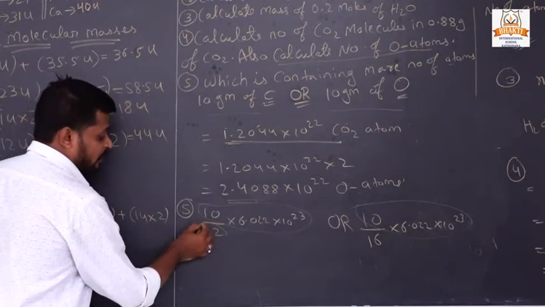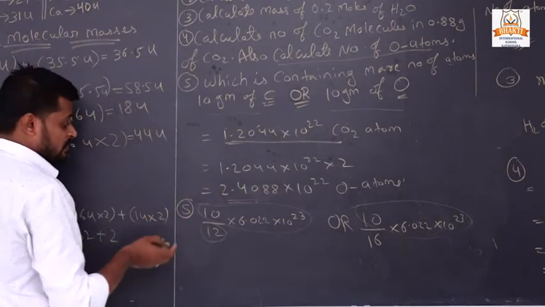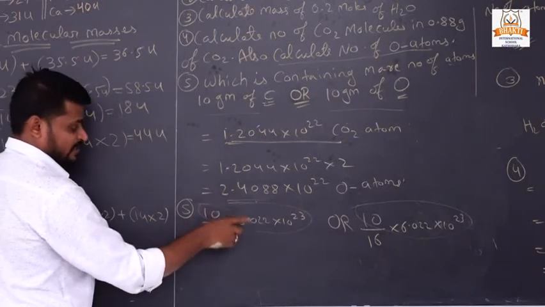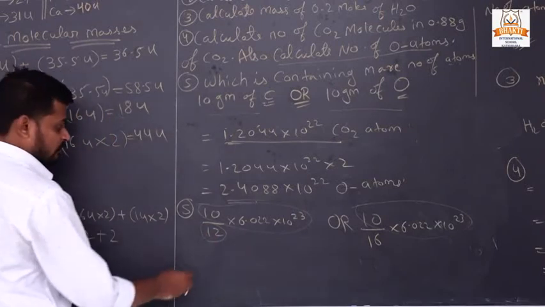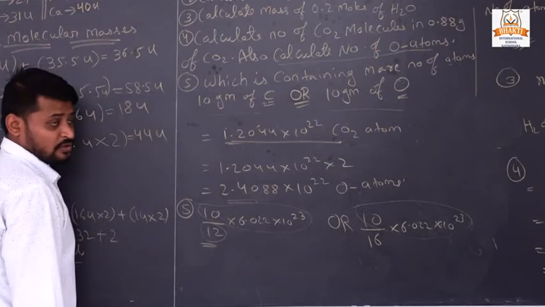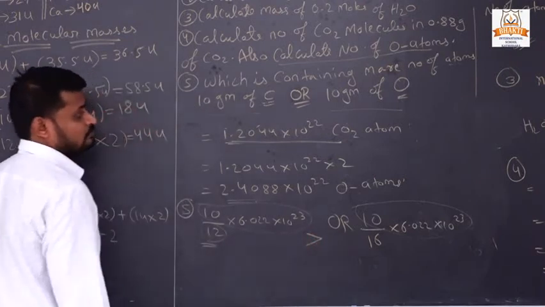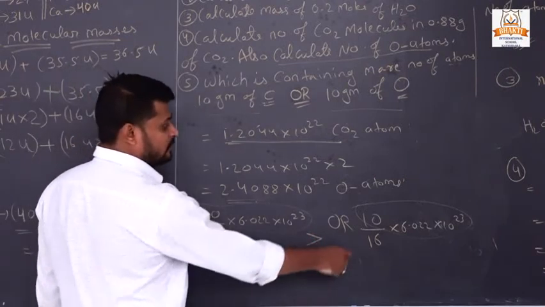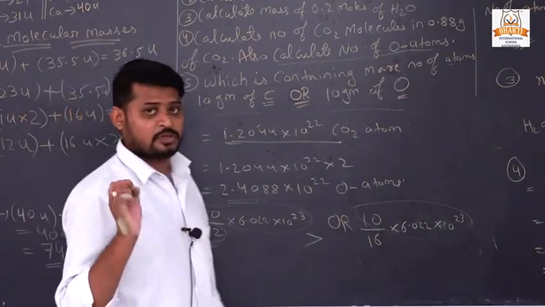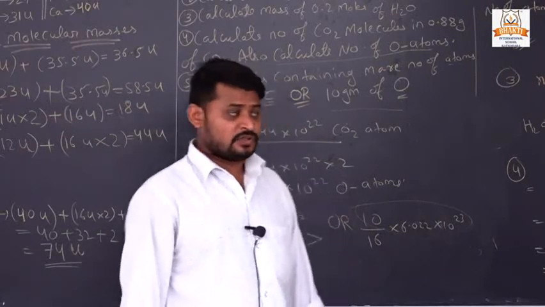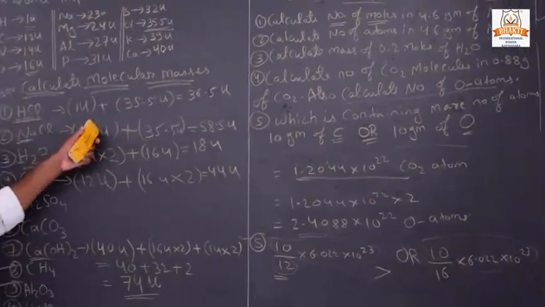When the numerators are the same, the number which has the smaller denominator has the greater value. So clearly 10 gram of carbon has more number of atoms than 10 gram of oxygen. So these are the 5 very important questions of the mole concept. I think it was fully clear, and these are the questions of molar mass.